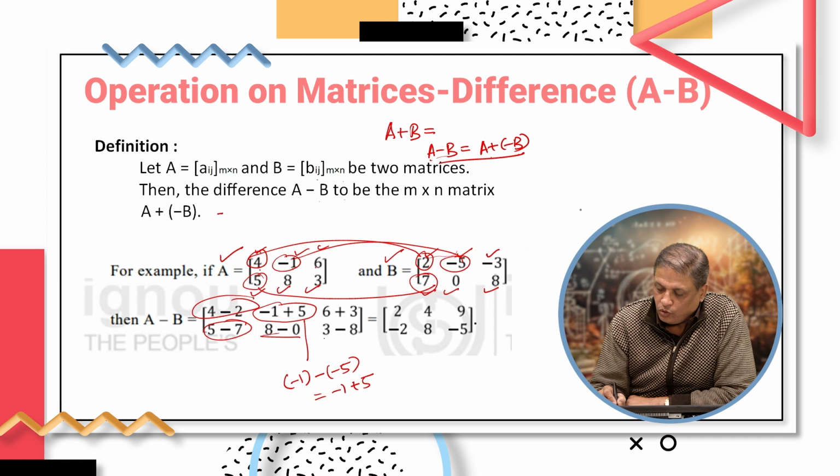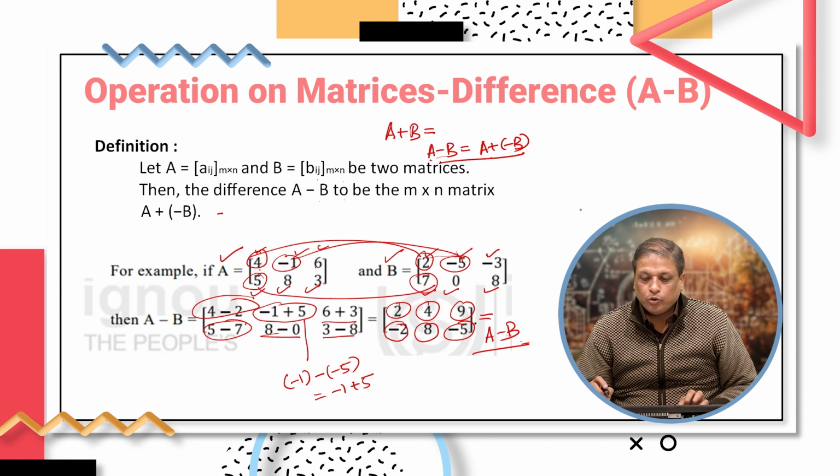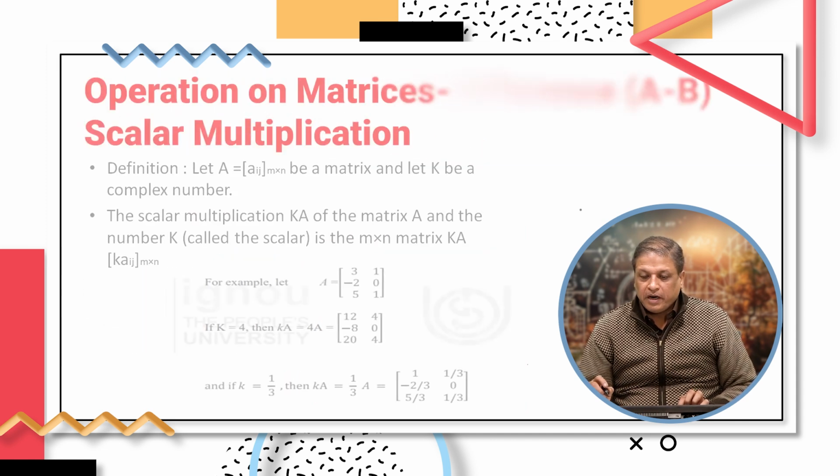So similarly, we can go for the other values also, and 4 minus 2 is 2, 5 minus 7 is minus 2, minus 1 plus 5 is 4, 8 minus 0 is 8, 6 plus 3 is 9, and 3 minus 8 is minus 5. So this is the value of A minus B. I hope you got an idea of how to perform the difference operation in the matrices.